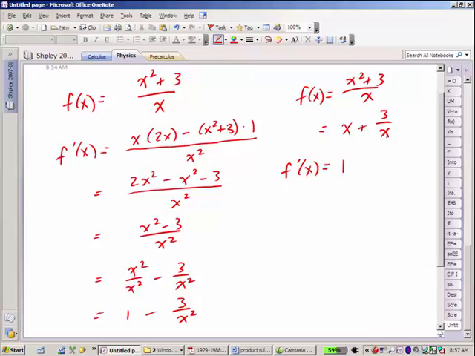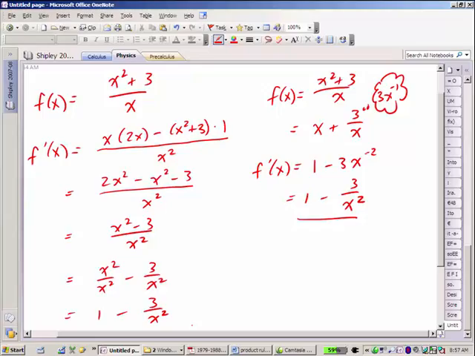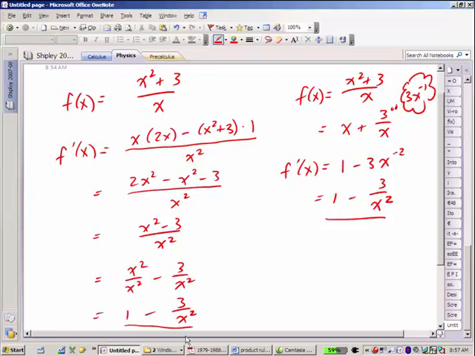3 over x, I'm mentally thinking, is the same as 3 times x to the negative 1, right? Isn't that 3 times x to the negative 1? So that's going to be negative 3x to the negative 2. Hey, guess what that's the same as? Right? That's the same. Are we surprised? Not really.